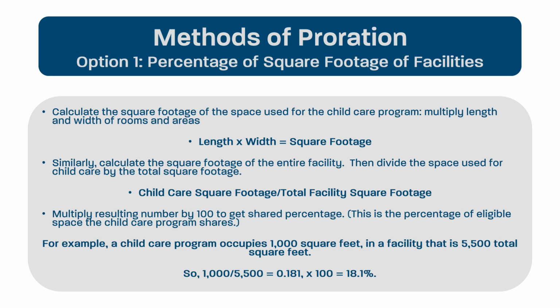For example, if you use 1,000 square feet of your facility for childcare space, and the entire facility is 5,500 square feet, then you divide 1,000 by 5,500 to get 0.181. Multiply that number by 100 to get the percentage of 18.1%. This means that 18.1% of your overall expenses, such as utilities and maintenance, or the parking lot example from earlier, would be eligible.